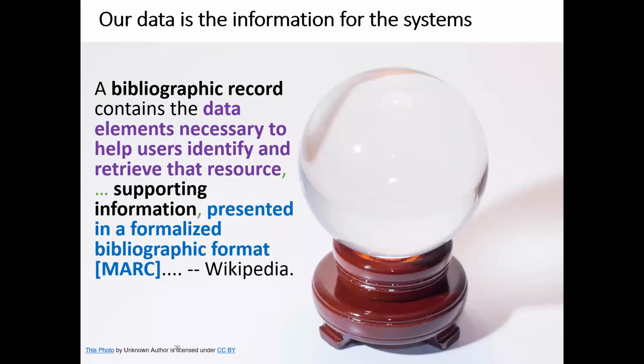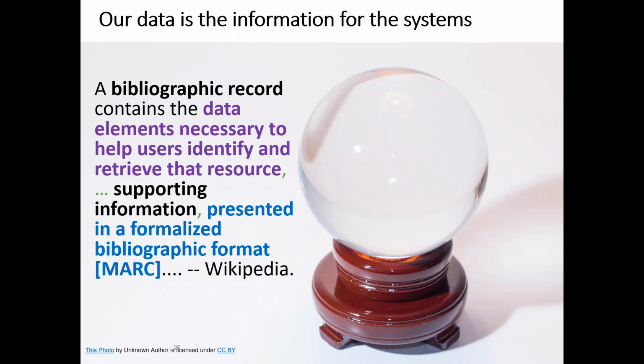So our data is the information for the systems, including our ILS. Bibliographic record, what does bibliographic mean? It means of writing. So literally a bibliographic record is a record of writing, or a record of the data. It contains the data elements necessary. I love Wikipedia's definition here, I kind of collapsed it a little bit, but it's exactly spot on. I could have written this. Data elements necessary to help users identify and retrieve that resource.